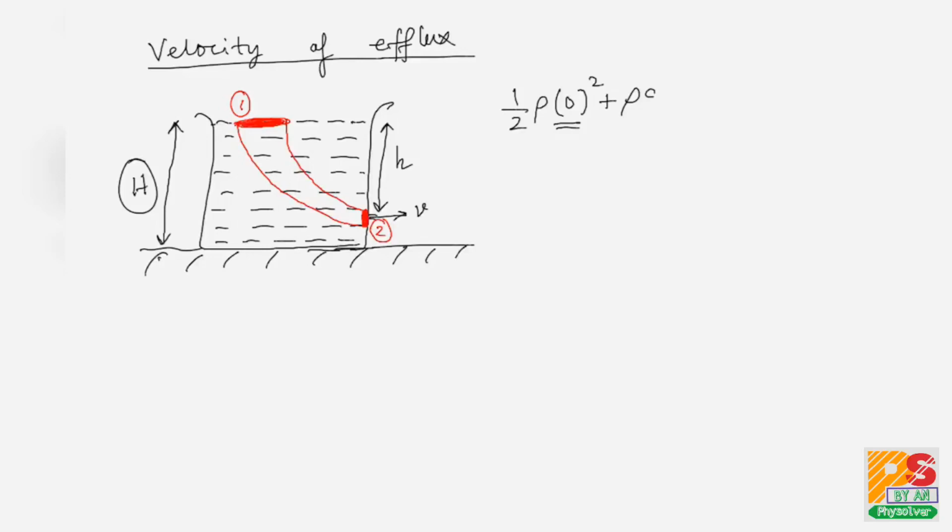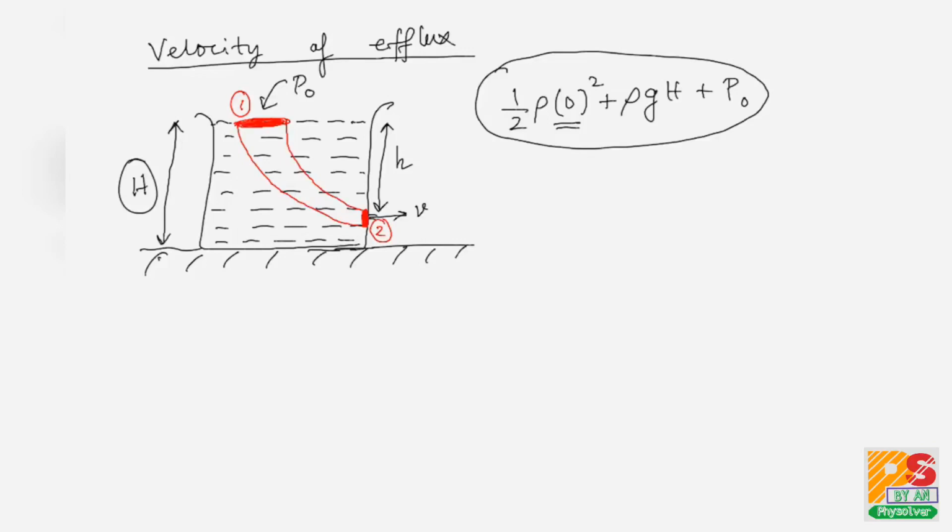So, rho g capital H. Pressure, what about pressure? I have already told that this pressure is not the pressure of the liquid, but this pressure is the superincumbent pressure. The superincumbent pressure is nothing but atmospheric pressure. This is the total energy at cross section 1 as shown in the figure.